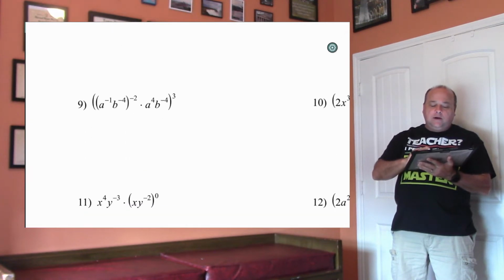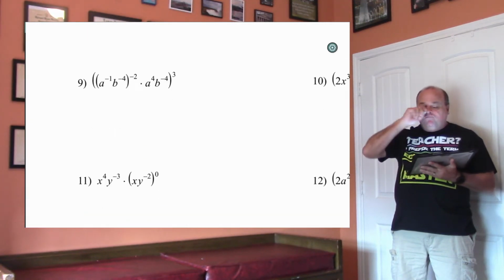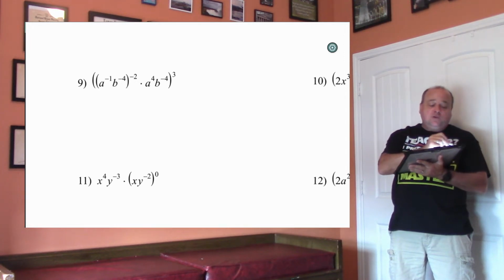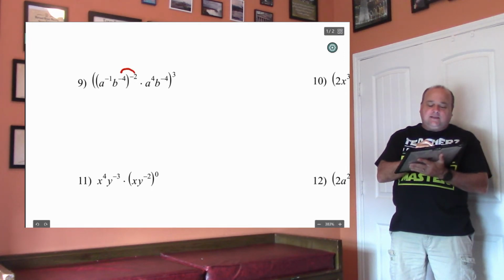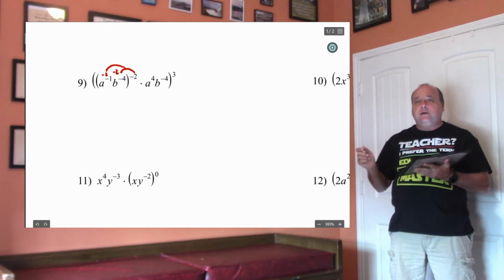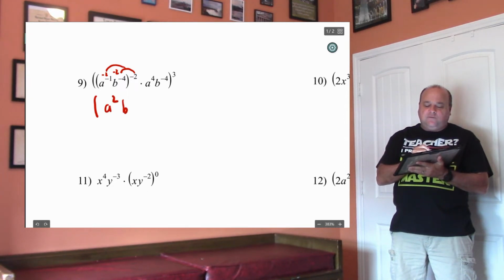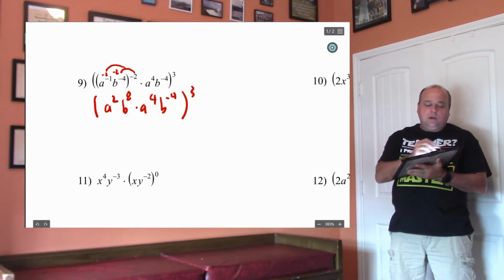Go to number 9. Okay, on number 9, this is kind of tricky because there's 2 sets of exponents. So on number 9, I'm going to do the inside exponent first. So that negative 2 is going to get distributed here and here. So we're going to have parentheses, negative 1 times negative 2 is 2. Negative 2 times negative 4 is a positive 8. Then I have a to the 4, b to the negative 4, all to the cubed.